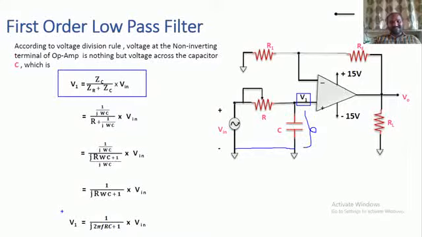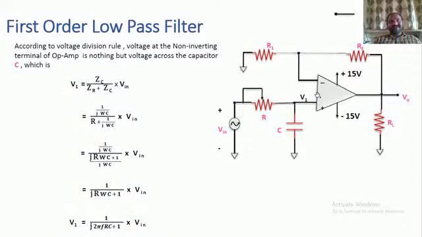Finally, I got the V1 voltage, which is the voltage drop across the capacitor, as 1 by (j 2 pi f RC plus 1) into Vin. This is the voltage drop across the capacitor, and the same voltage is applied at the input of the non-inverting terminal of the op amp. Let's go to the next slide.